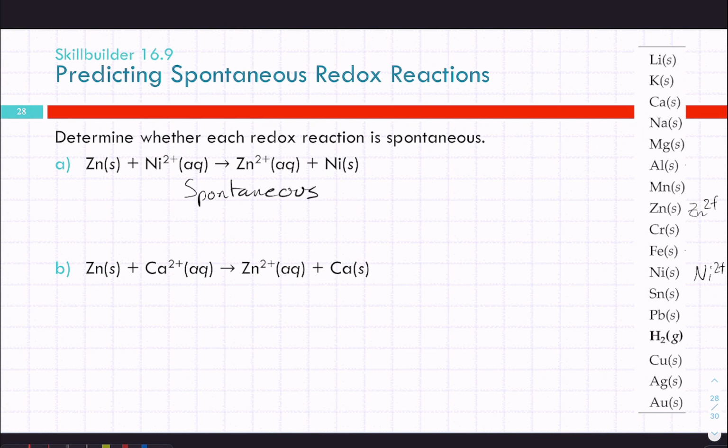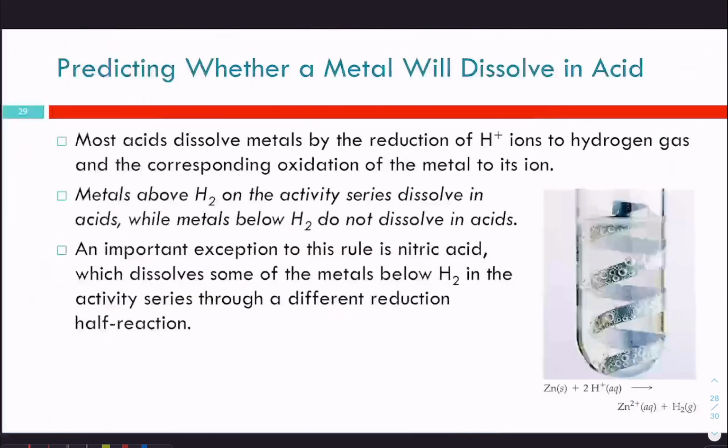If we have zinc metal and then we have calcium ions, the calcium ion is not strong enough to steal the electrons from zinc. So this would be non-spontaneous. And that's the extent of what we'll use the activity series for. So you'd be given that.